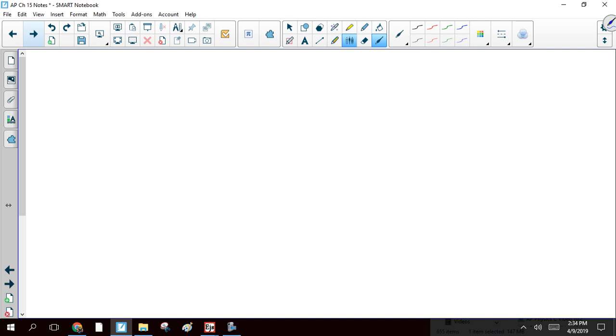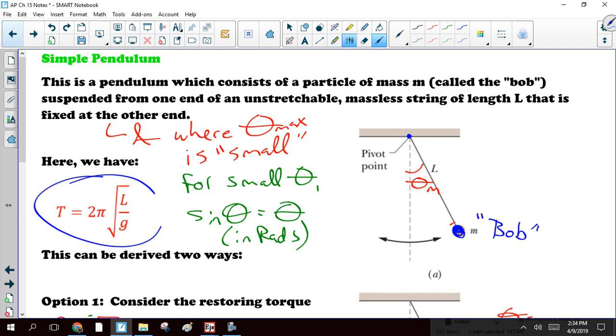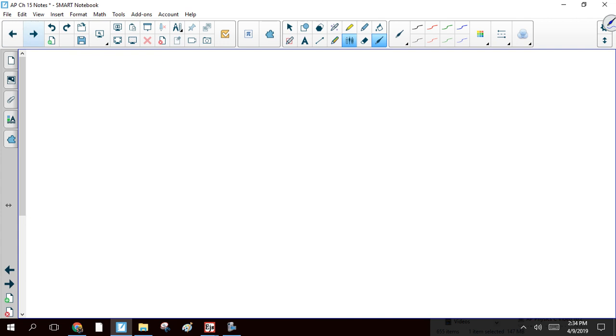All right, so there you go. So that's a thing you should know. Period of a simple pendulum, right there. I'm going to skip the other proof.